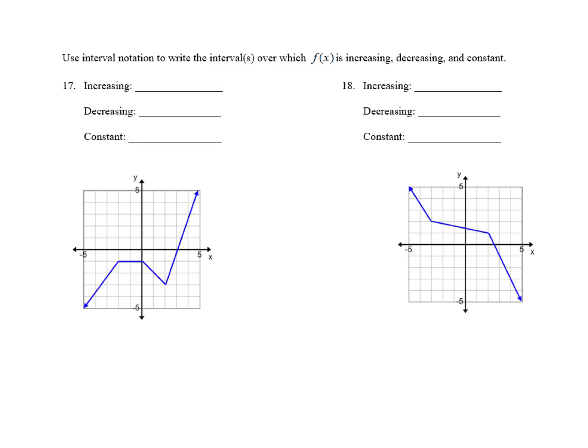Let's do some examples of this. Using interval notation, write the intervals over which f of x is increasing, decreasing, and constant. If you look at the graph carefully, the graph from left to right is going up here. It is not changing here. It is going down here, and then it's going up there. So we are increasing on two intervals. We are constant on this interval, and then we are decreasing on this interval.